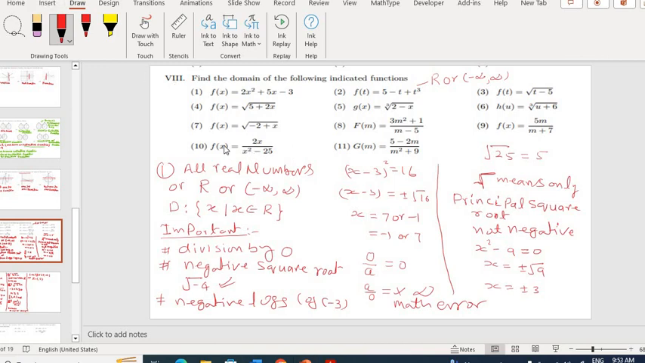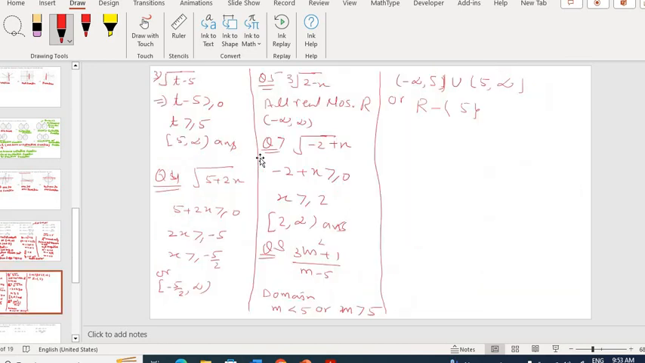Now question number 10. What is the answer of question number 10? Question number 10 is 2x divided by x square minus 25. So again, if you put x square minus 25 equal to 0, then this becomes division by 0. So which type of number? x is equal to plus minus 5. If you put plus 5, then the denominator becomes 0. If you put minus 5, then the denominator becomes 0. So what is the domain? All real numbers except minus 5 and 5. This is the domain of question number 10.